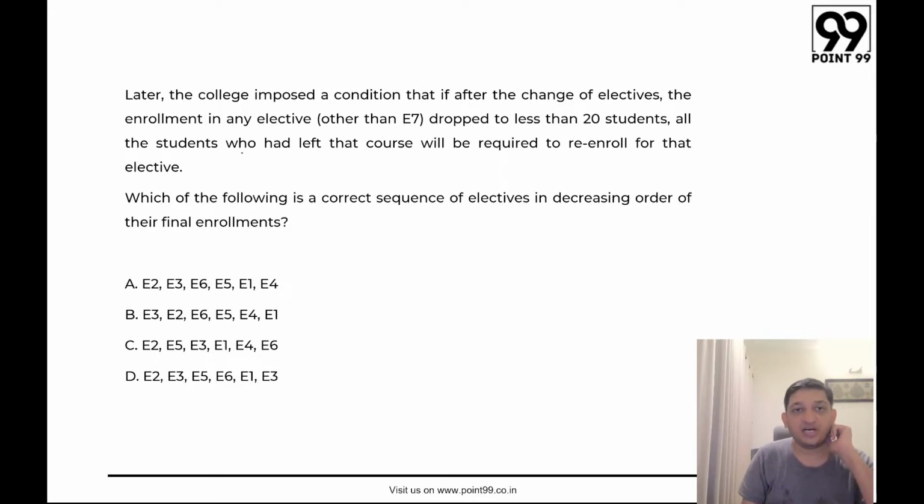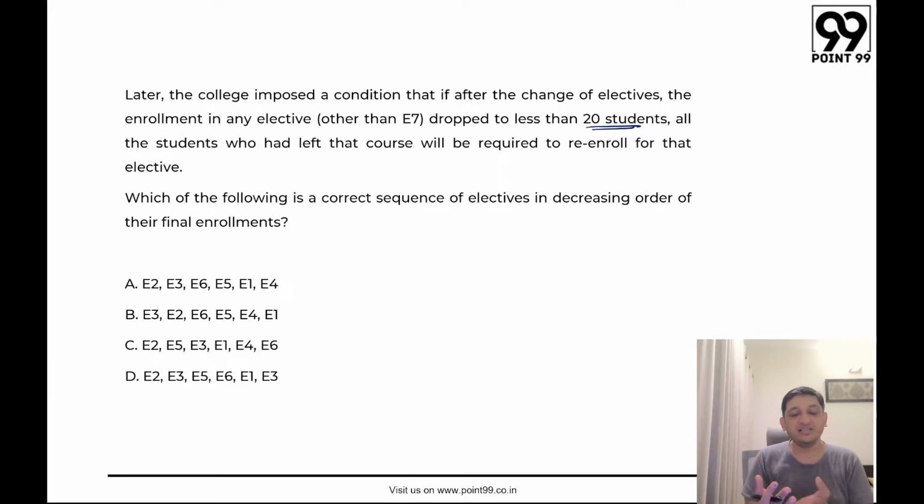Perfect. So what is happening in the last question? The college imposes the condition that if, after the change of electives, the enrollment in any elective drops to less than 20 candidates, then after the shift, all the students who had left that course will be required to re-enroll for that elective. Let's say, for example, there is one elective where the number goes below 20 after all these shifts.